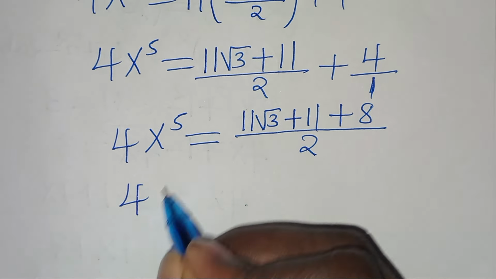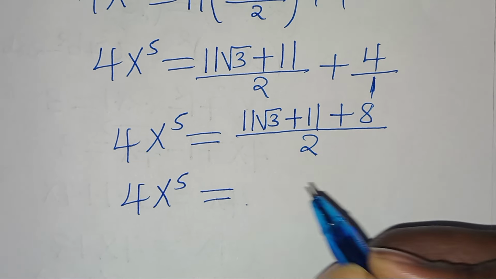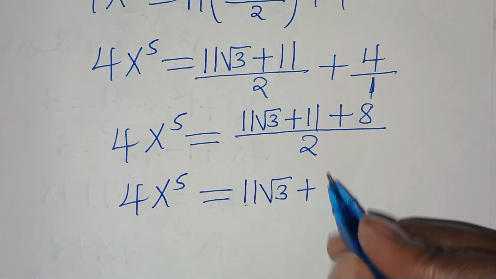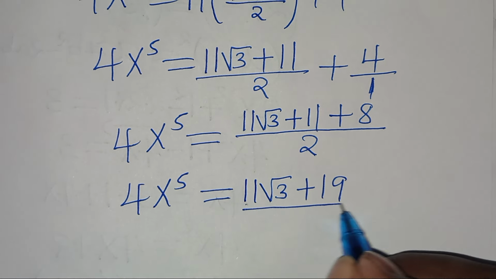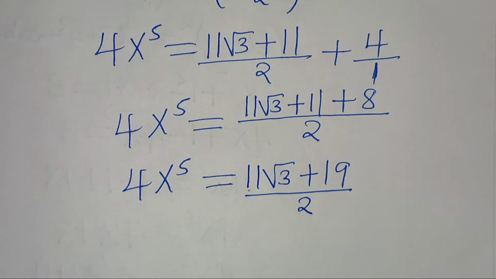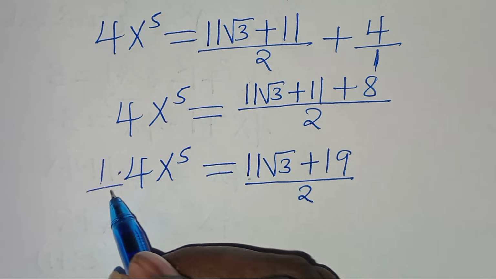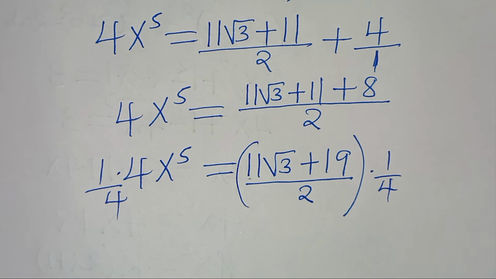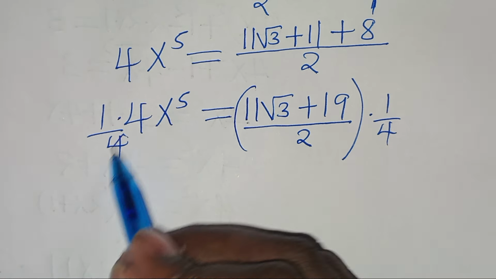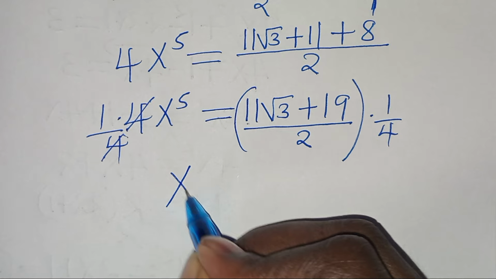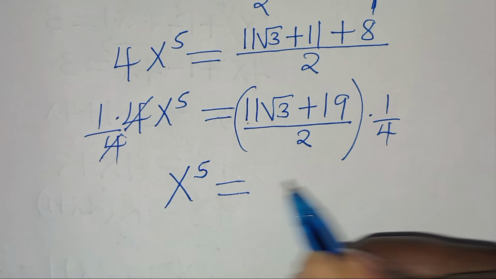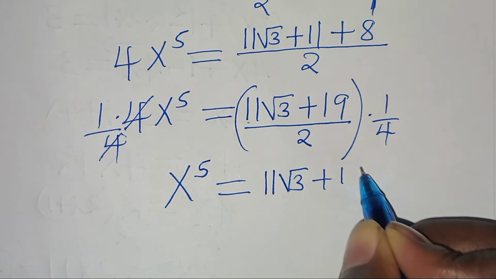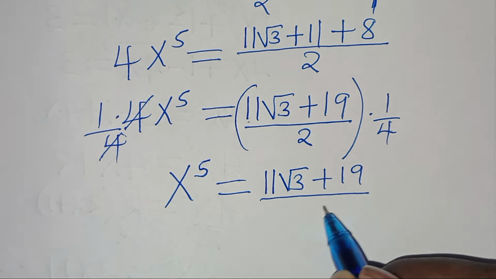So here we have 4x to the power of 5. This is equal to 11 root 3, then plus 11 plus 8. This is equal to 19, everything here divided by 2. Now, let's multiply both sides by 1 over 4. From here, let's multiply by 1 over 4. So that now, 4 and 4 here simplify, so that we have x to the power of 5. This is equal to 11 root 3 plus 19 divided by 4 times 2, which is 8.